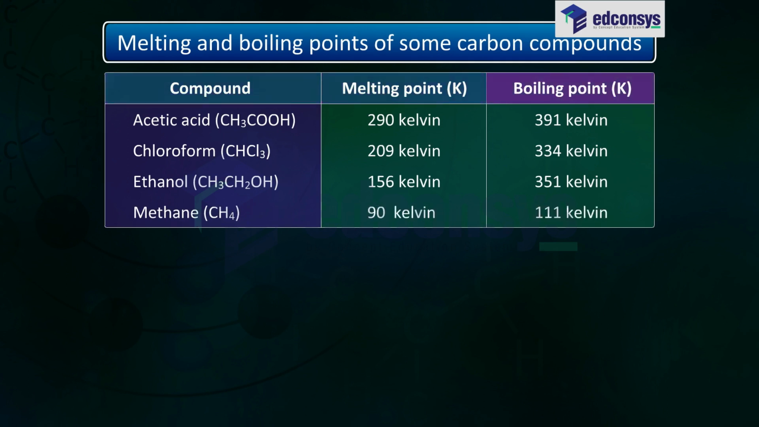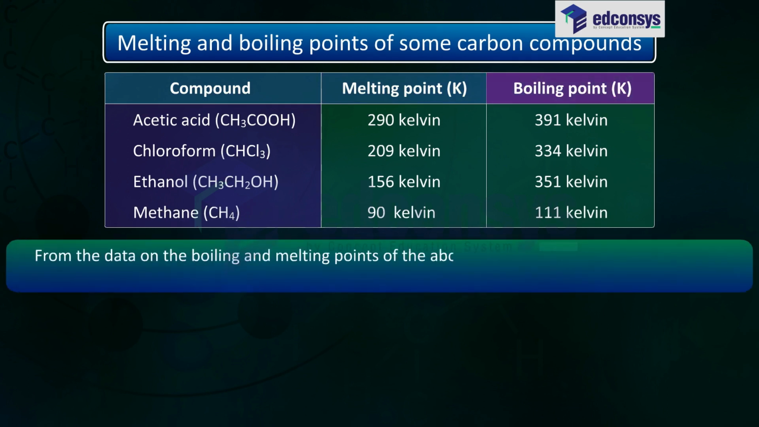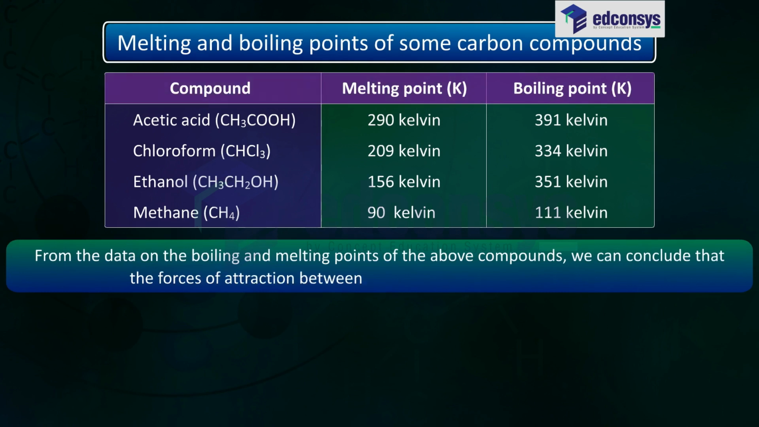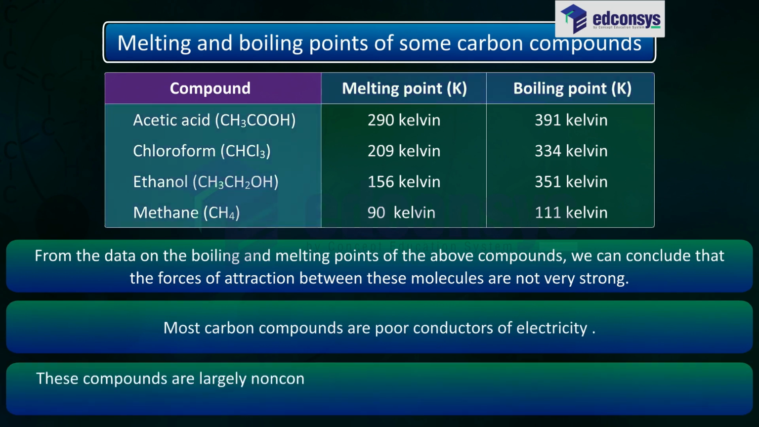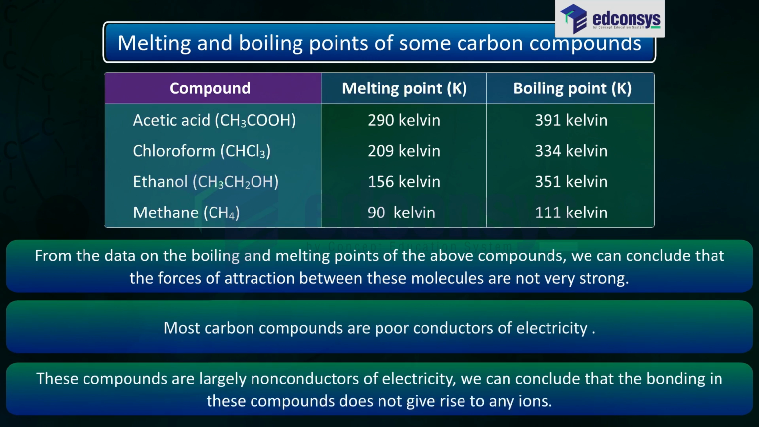Boiling point 111 Kelvin. From the data on the boiling and melting points of the above compounds, we can conclude that the forces of attraction between these molecules are not very strong. Most carbon compounds are poor conductors of electricity. These compounds are largely non-conductors of electricity. We can conclude that the bonding in these compounds does not give rise to any ions.